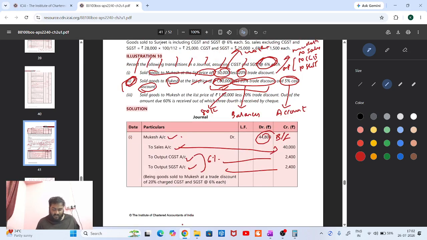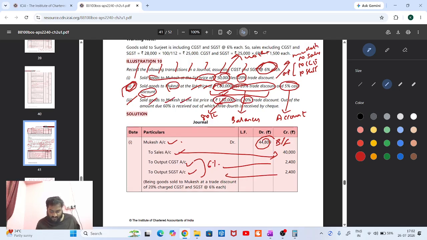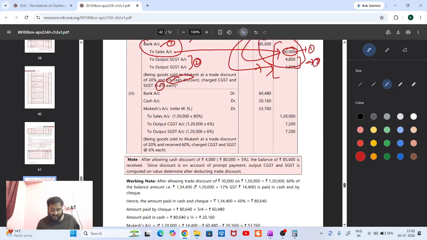Yeah, what is the last entry? Sold goods to Mukesh at the list price of 1,50,000 minus 20% discount. 1,50,000 minus 20% is 1,20,000.